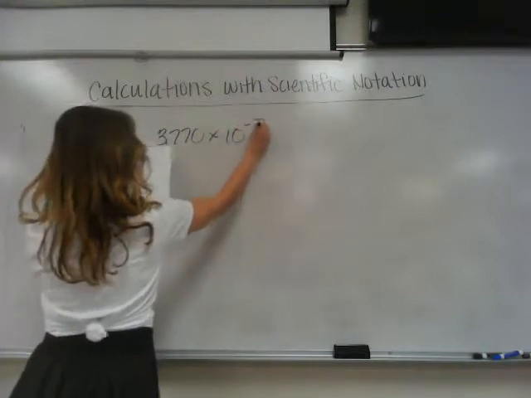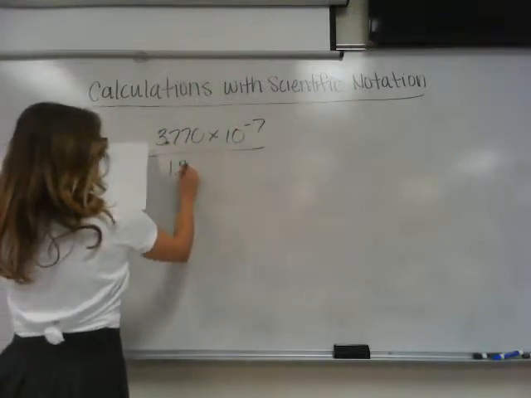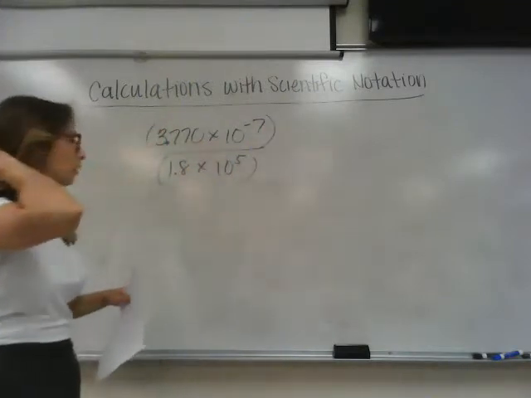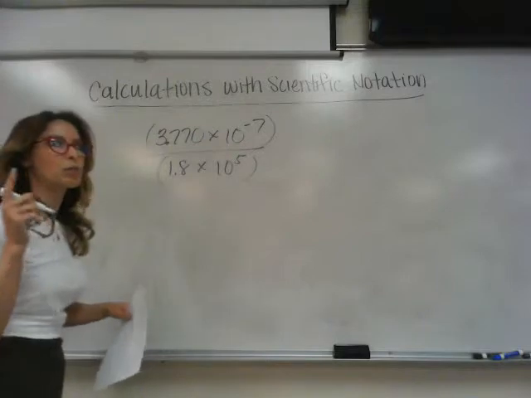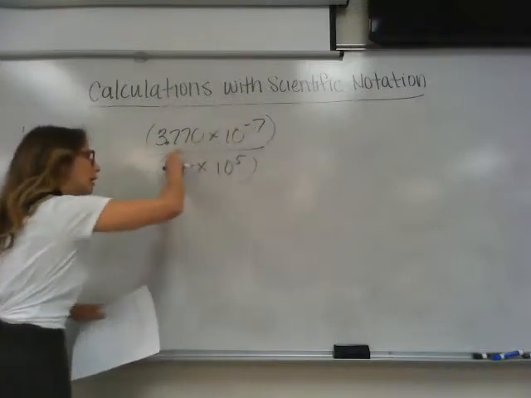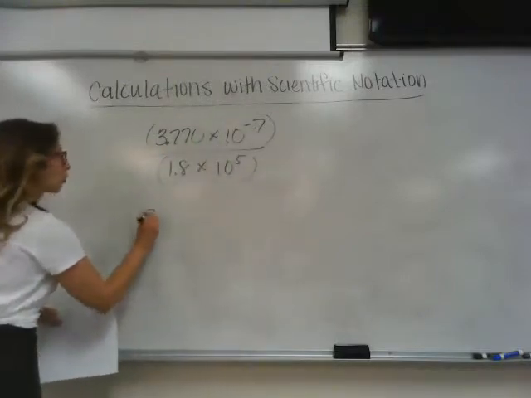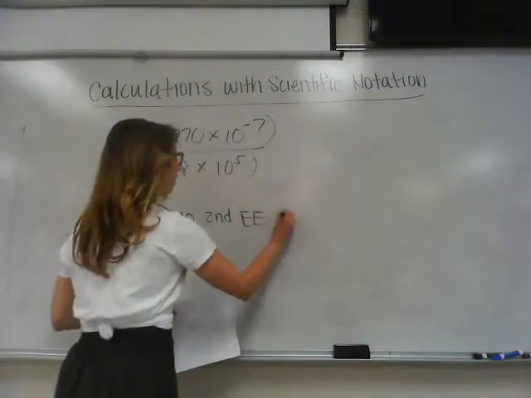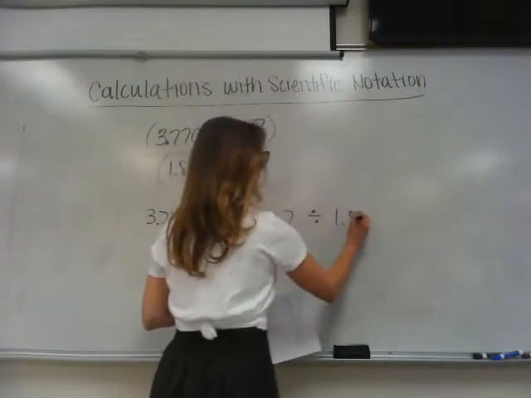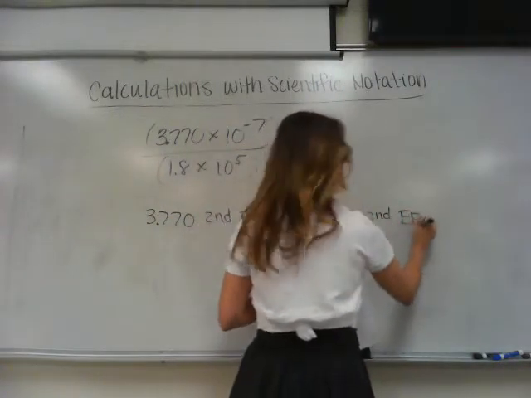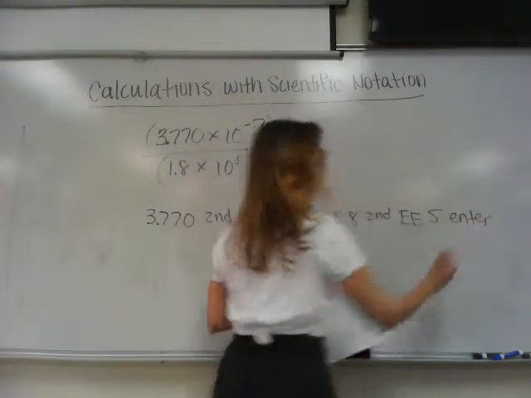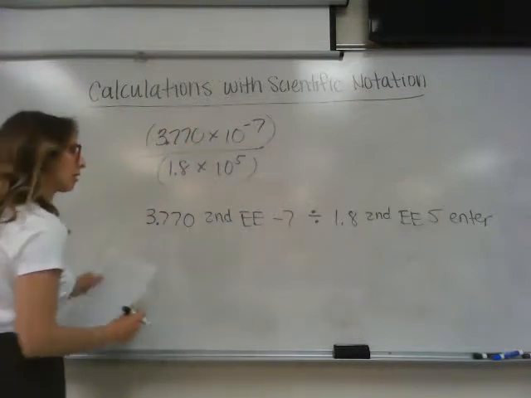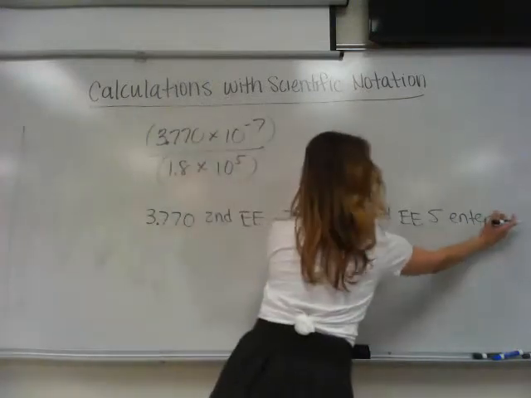So for the next one, because you're going to want me to do this, 3.770 times 10 to the negative 7th divided by 1.8 times 10 to the 5th. So you're dividing two numbers in standard scientific notation. If you don't do this the right way, it will divide this by this, and it will give you the wrong answer. So 3.770 second E negative 7 divided by 1.8 second E 5, enter. Do not put a multiplication symbol in, okay? This all goes together, this all goes together.